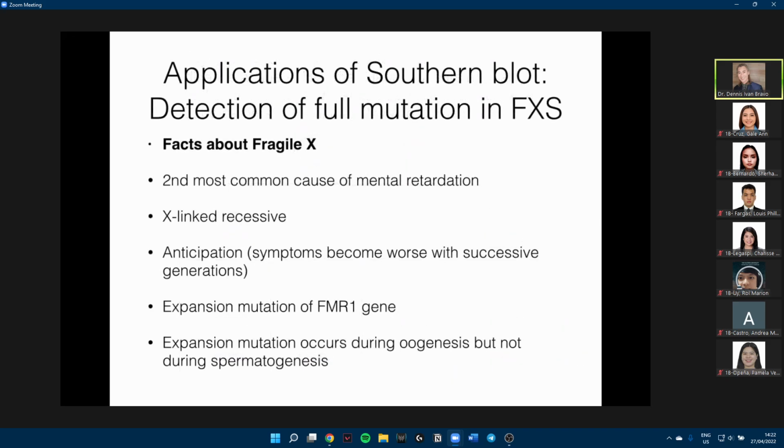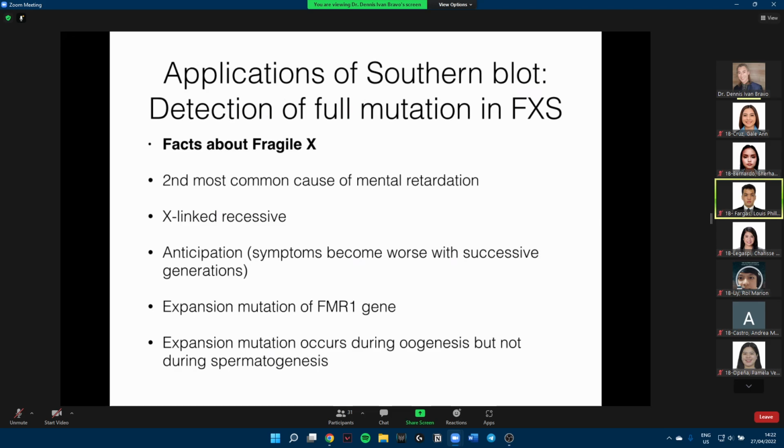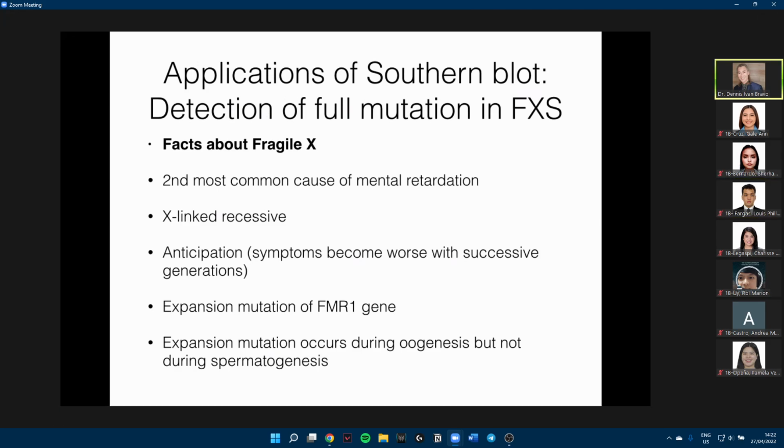Now we can also use Southern blot to detect full mutation in Fragile X. Have you had your discussion of Fragile X this morning? Yes or no? Yes, sir. Okay, that's great. So I hope you can understand what's going on here. So what are the facts about Fragile X? First, it's the second most common cause of mental retardation. What is the number one cause?